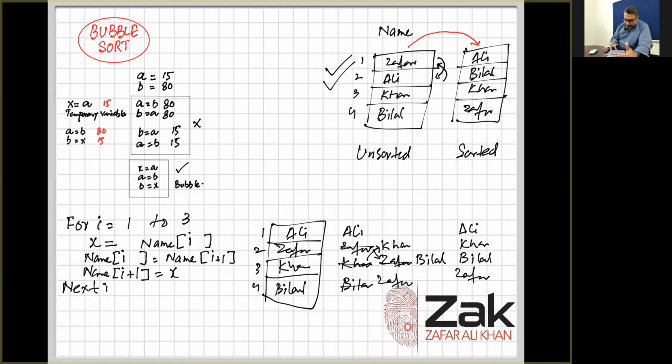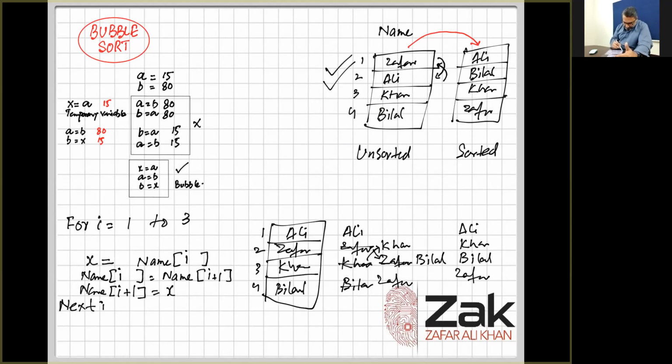Now we don't want to do it if it is not in favor. What does that mean? It means that we will only do it if the first value is greater than the second value. Since Ali is smaller than Zafar, these two should not get exchanged. But Zafar is greater than Khan, so these two should get exchanged. Khan is greater than Bilal, so these two should get exchanged.